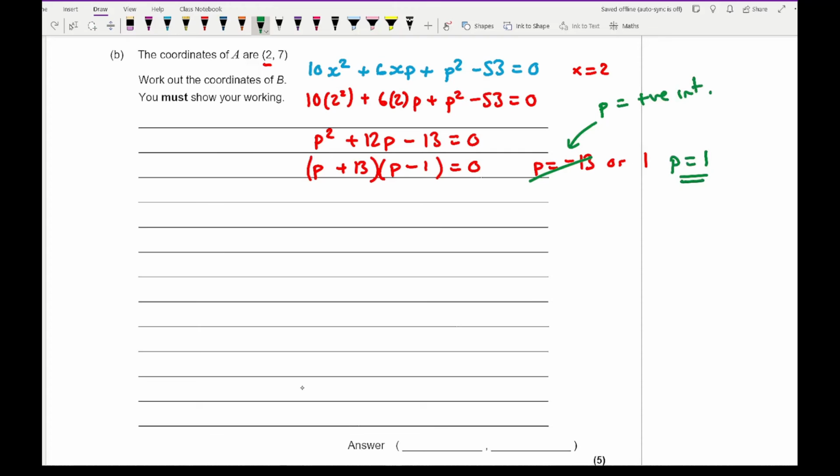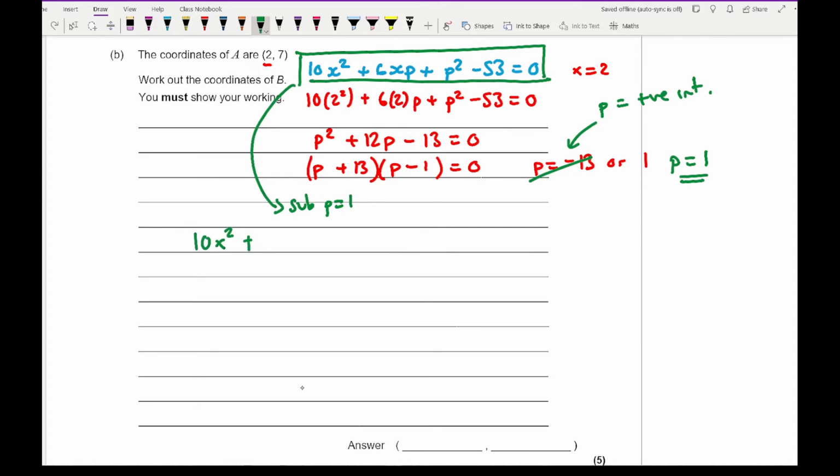Now from that, what I can then do is substitute p equals 1 into this. So sub p equals 1, and what I end up with is 10x squared plus 6x plus 1 minus 53 equals 0. Then I can write this as 10x squared plus 6x minus 52 equals 0, and as all my coefficients are multiples of 2, I can divide by 2, so I've got 5x squared plus 3x minus 26 equals 0.